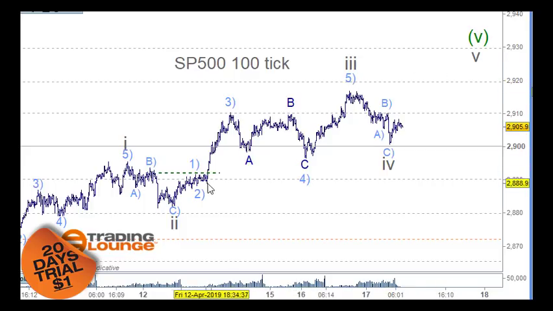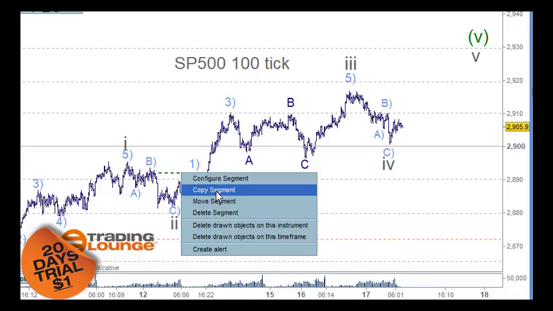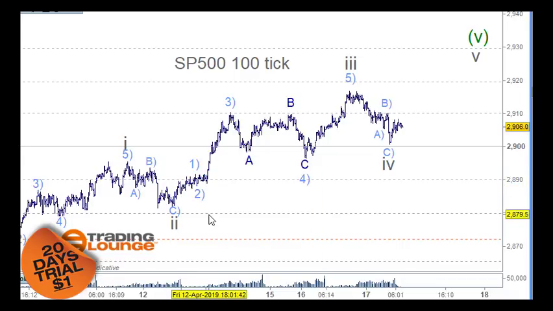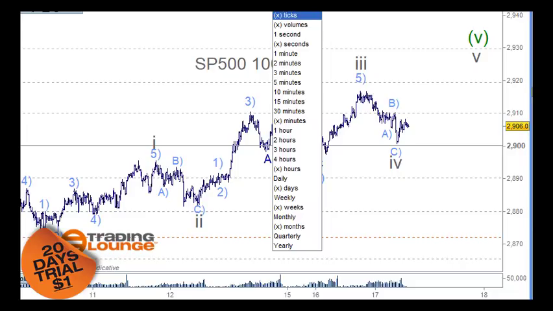So in this case here, well, we don't need that. I'm just going to delete that, just use that for the daily chart. Let me just go back to the hourly chart here.